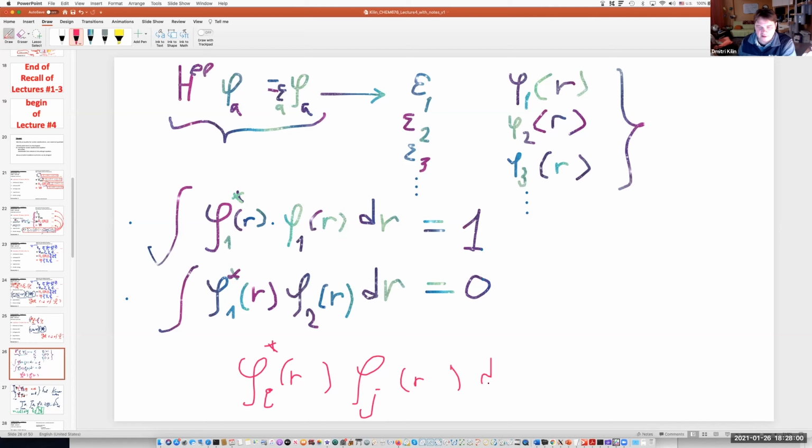And I integrate. Then the answer will be either one or zero. So it will be one if i equals j, and zero if i is not equal to j. Make sense?